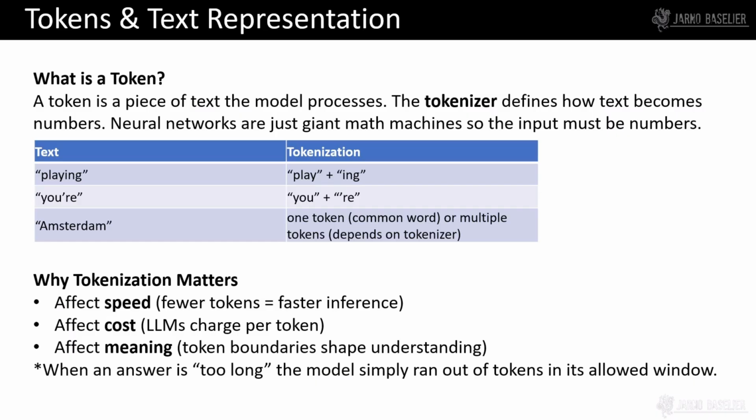So why does this matter? Why do tokens and tokenization matter? It affects speed because fewer tokens is faster inference. It affects the cost because LLMs charge per token, and the fewer tokens you have, the less it costs. And it affects the meaning. Token boundaries shape the understanding. When an answer is too long, the model simply ran out of tokens in its allowed window.